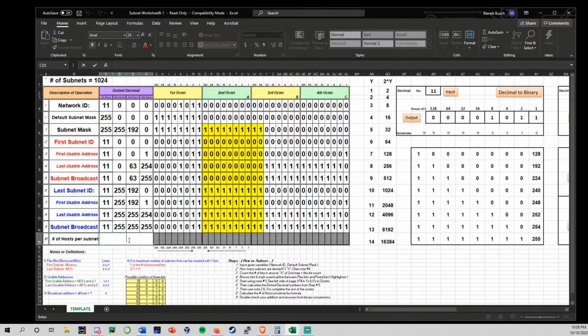So that's going to be 2 to the power of 14 minus 2. So that is 16,384 minus 2. So it's 16,382. So quite a lot of hosts on this one.